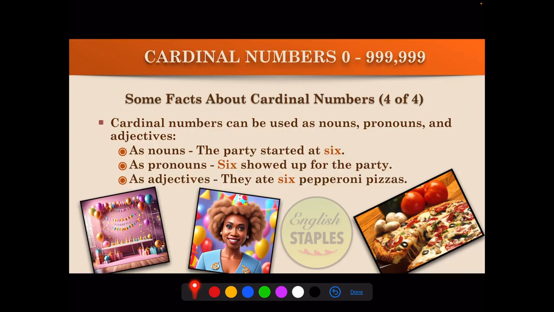As a pronoun, 6 showed up for the party, meaning 6 people showed up for the party. Instead of saying people, you use the word 6. So it's a pronoun. We're using the word 6 instead of the noun people. As adjectives, they ate 6 pepperoni pizzas. 6 pizzas. So it's an adjective.